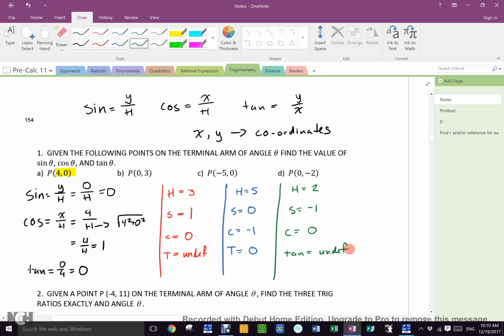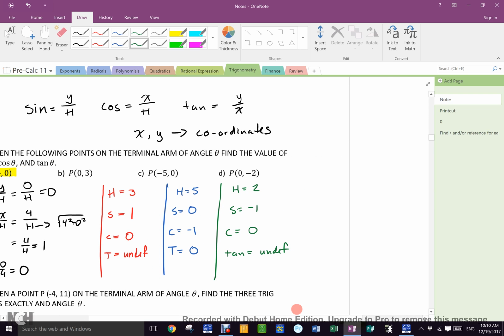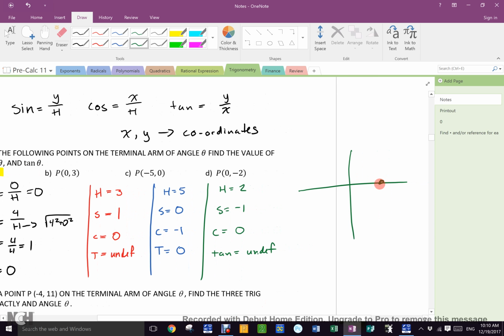Now, the question becomes, why are they easy? Because there's zeros involved, right? That first guy right there, the terminal arm was at 4, 0, correct? So that was an angle of 0, wasn't it? The next one was 0, 3. Up there. Easy, 90 degrees. Next one was -5, 0. Easy, 180. And then the next one was 0, -2. Easy, 270. All of them were 90s, right? Right? Okay.